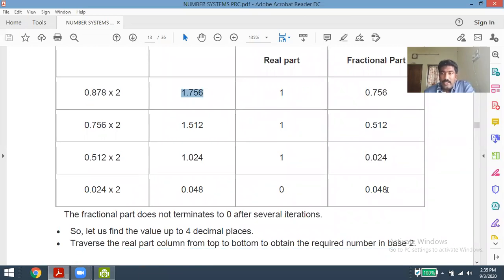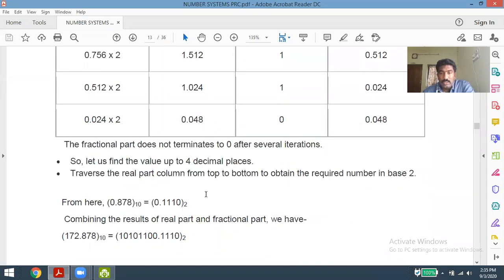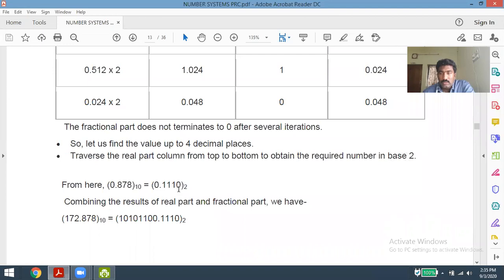If you are getting 0 in 3 or 4 steps, it is sufficient. If the operation is continuing to the 4th or 5th step, you can stop it there. Okay, so don't go for a larger number of bit values. Just like I'm writing here, 1110.